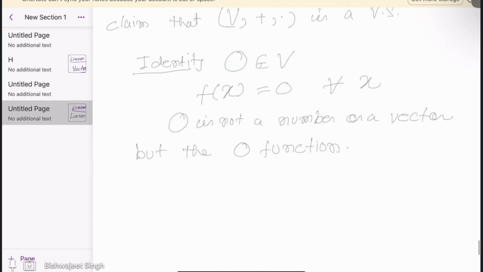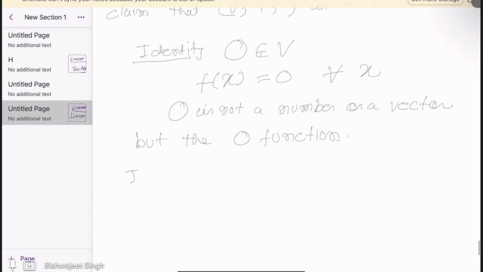Similarly, we can define the inverse. What will be the inverse? If you have some function f of x and you want to find its inverse, it is simple. You can just take minus of f of x, and this is going to be the inverse of f. So you can check all these properties and confirm that it indeed is a vector space.